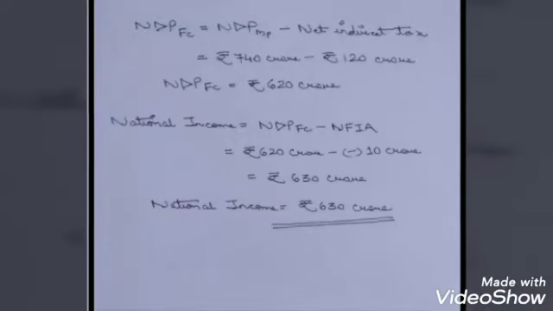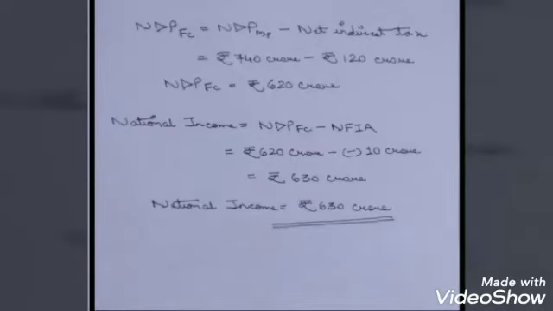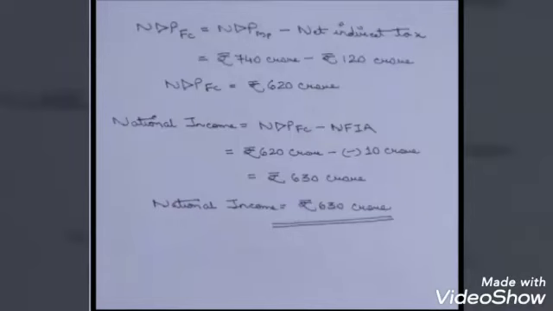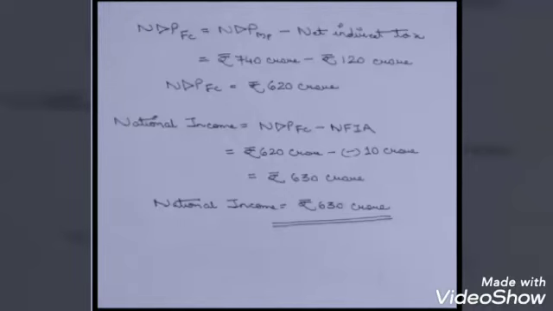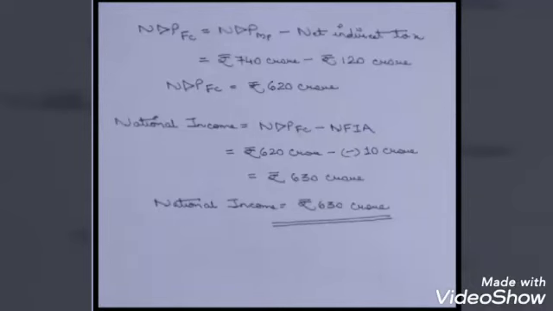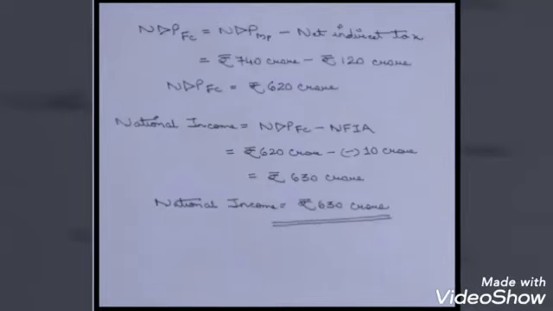Now it becomes so easy to calculate national income. From NDP at factor cost, as it is net factor income to abroad, meaning we are paying, we take minus NFIA. So NDP at factor cost, already calculated as rupees 620 crore, minus NFIA, and your NFIA is minus 10, so in brackets minus 10 crore. You know that the minus sign converts to the plus sign. So here you get rupees 630 crore as your national income. So students, this is how you can calculate national income by the expenditure method.